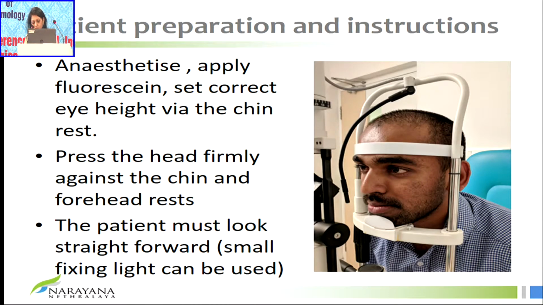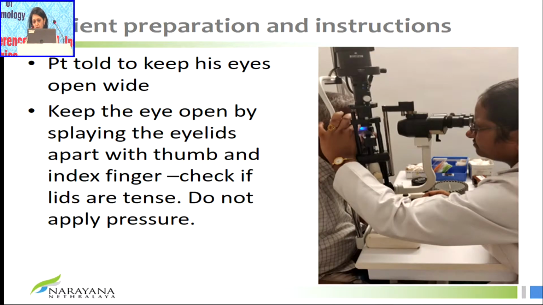So coming to the procedure itself, you anesthetize the cornea, apply fluorescein. It's very important to set the correct eye height, so the lateral canthus is at the level of the black mark on the slit lamp. The head and the chin should be firmly placed against the rest, and the patient must look straight forward. You could use a small fixing light if you want to.